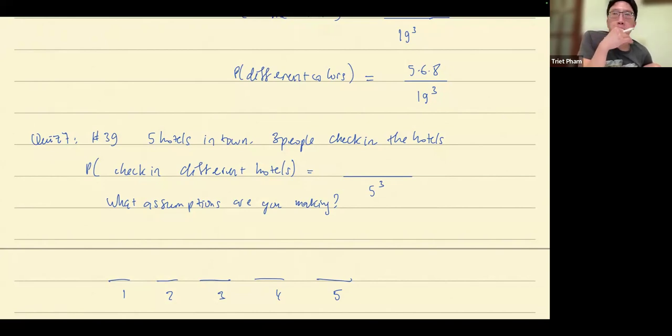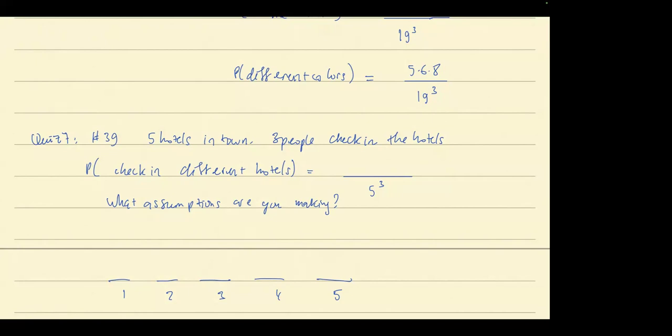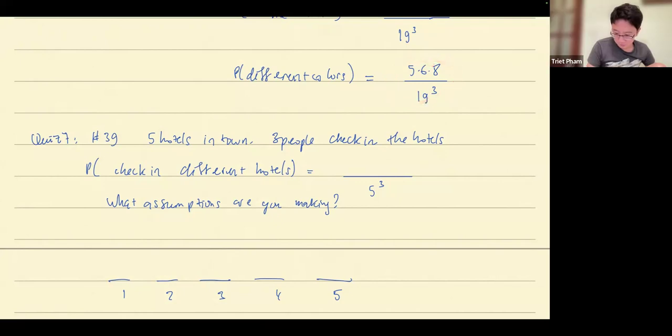All right. Now, what's the numerator? What are we interested in? 5 times 4 times 3, which is the ways to choose different hotels. Exactly right. There you go. Are you okay? So that's the answer.